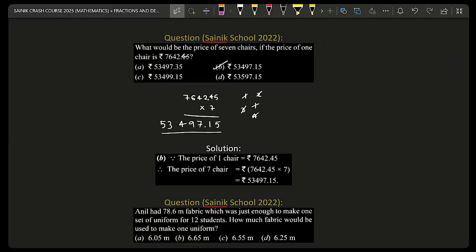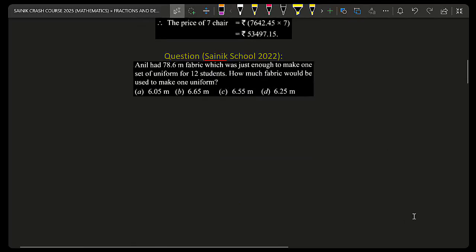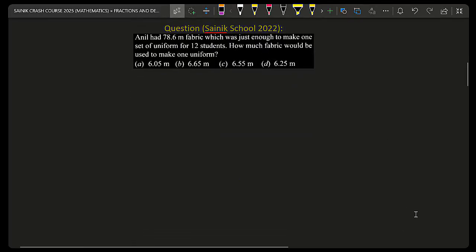Sahana, can you give the answer? Yes, sir. Read the question first. Anil had 78.6 meters fabric, which was just enough to make one set of uniform for 12 students. How much fabric would be used to make one uniform? Which operation do we need to do? Division. So 78.6, we have to do division by 12.